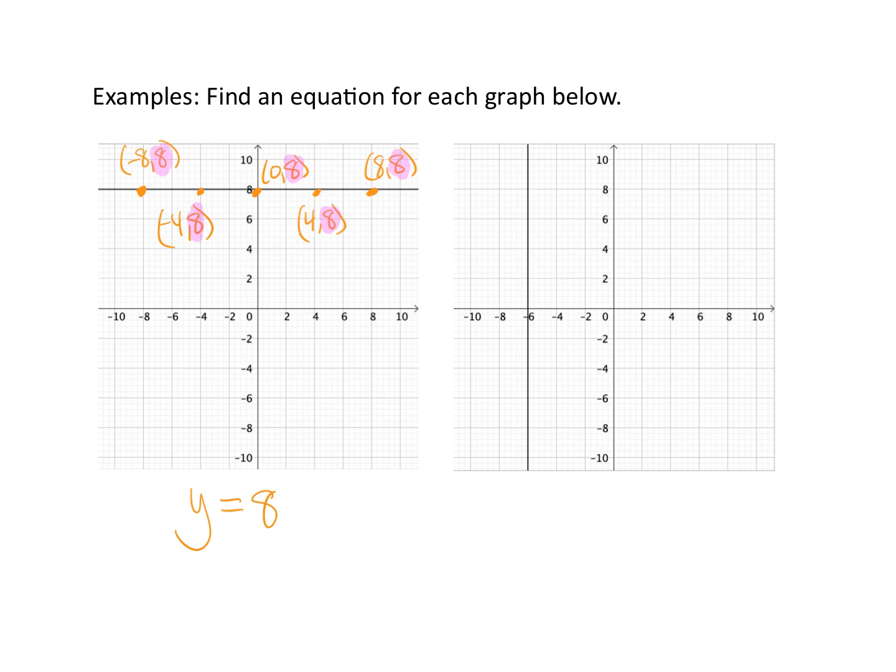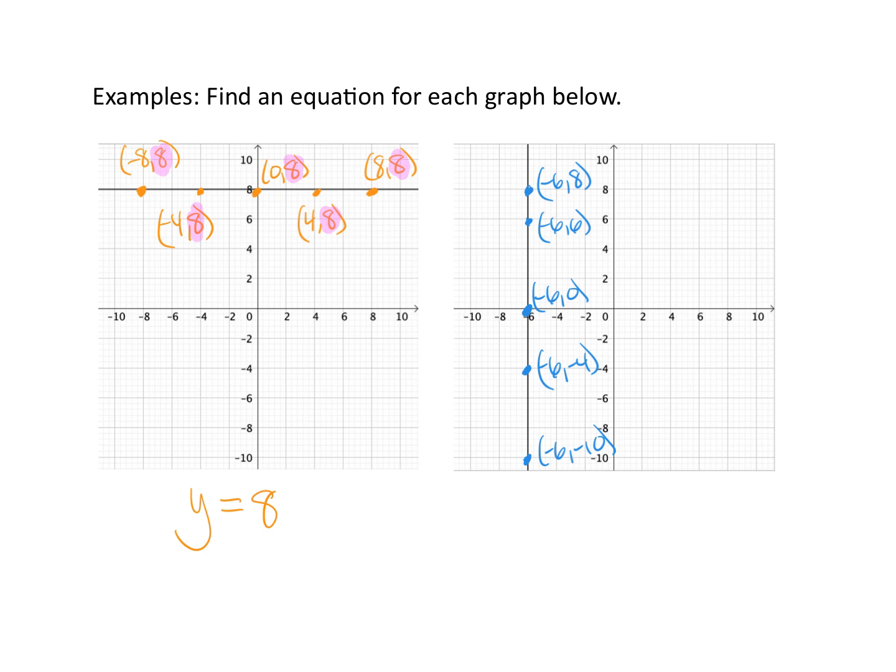Now on my vertical line, I'm going to plot a bunch of points. And this point is -6, 8. And this point is -6, 6. And this point is -6, 0. And this one is -6, -4. And this point is -6, -10.